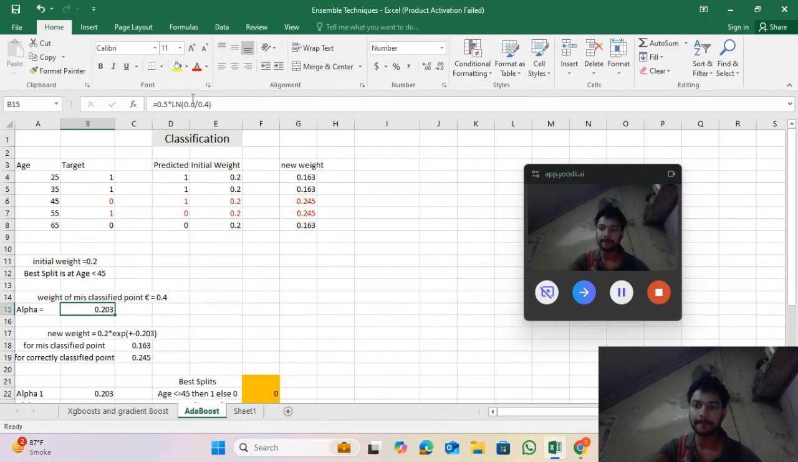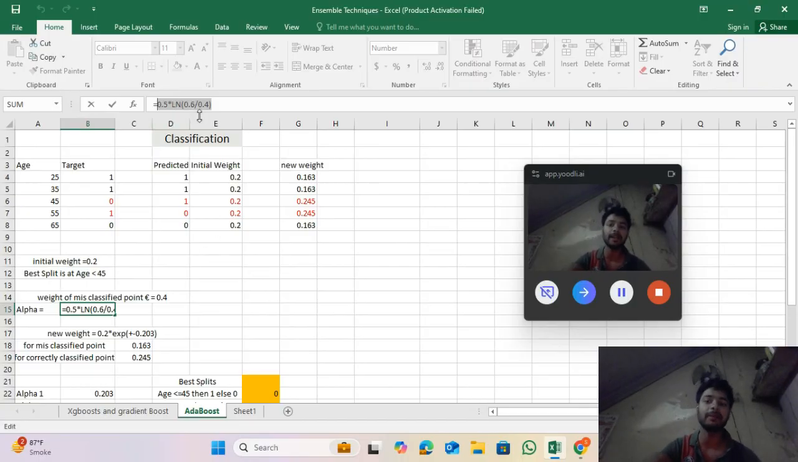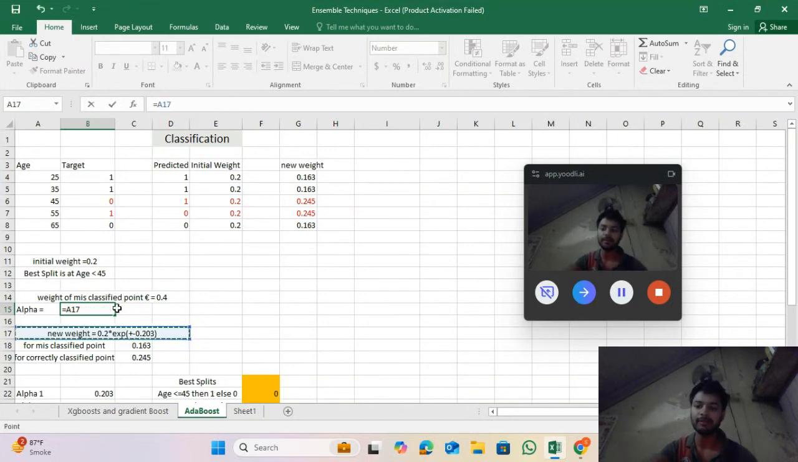So you will calculate alpha with the help of this error. You will take half multiplied by log of (1 minus 0.4) divided by 0.4, that is, 0.6 divided by 0.4.